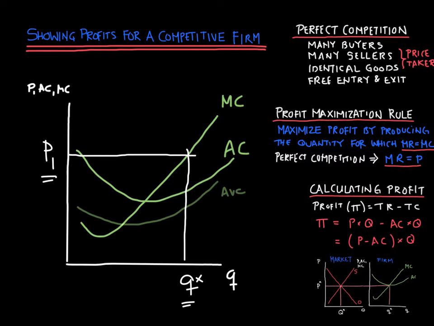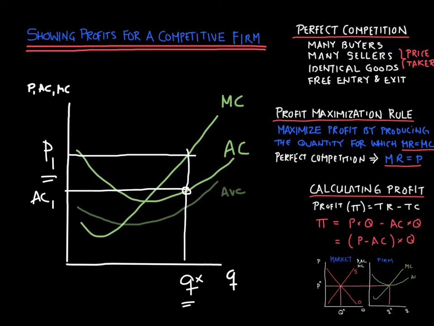Well, we have to use the average cost that applies to this particular quantity. So we have to find the average cost right there. So we can see what that average cost is. We draw it over here. Here's average cost. Let's call this average cost 1. And there we have it. Now we can calculate the profit.